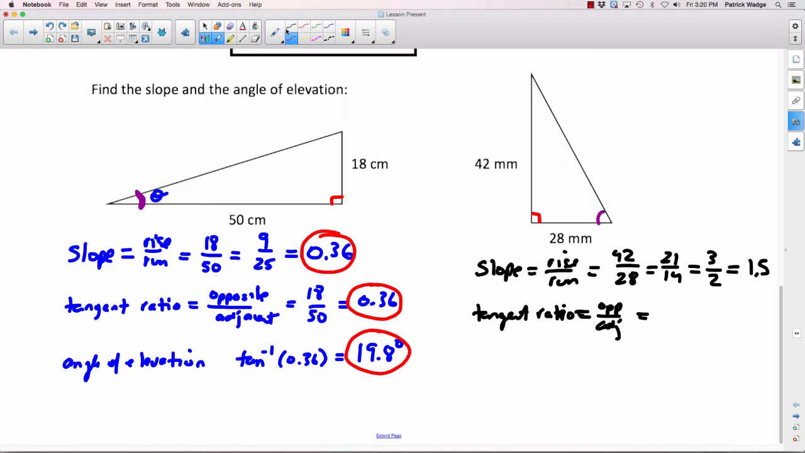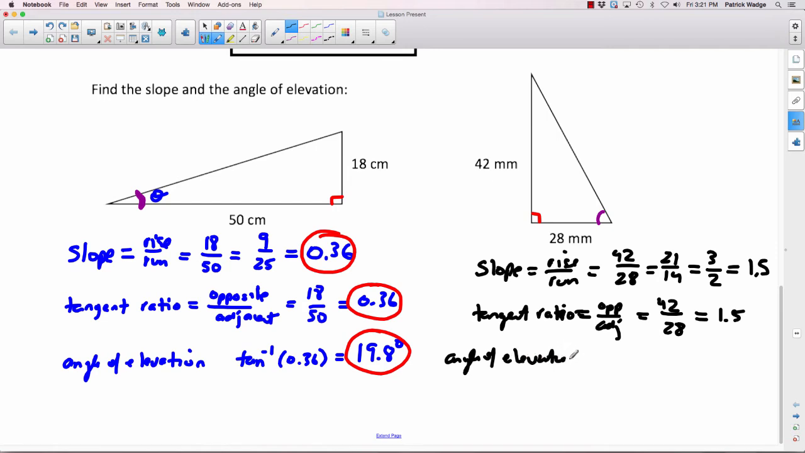Okay, so what side is opposite from there? If I came running out of there, I would hit this side here, which is 42. Which one's adjacent? Not this one, that's hypotenuse. This is adjacent, 28. And look, once again, it's exactly the same as up here. So again, you're going to get 1.5. So we're now ready to get the angle of elevation.